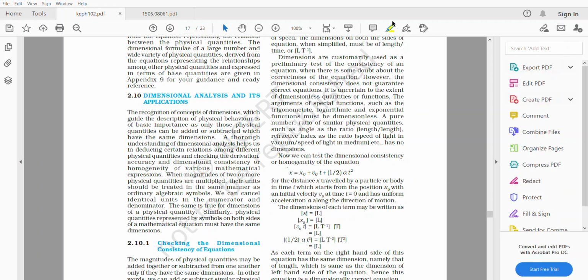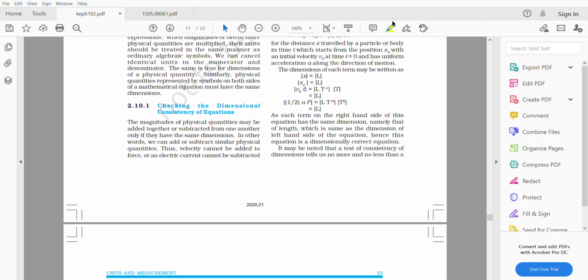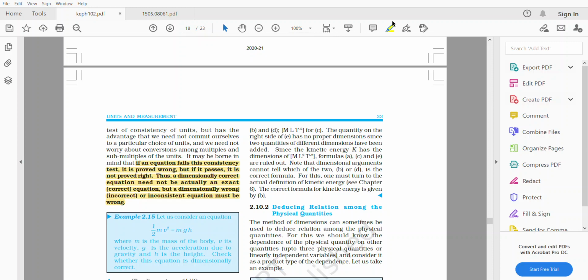Every term is of the same dimension of length. Then comes the other most important point. If the equation fails this consistency test, then the equation is definitely wrong. If an equation has to be true, it has to satisfy the homogeneity condition, that is, every term should have the same dimensions.